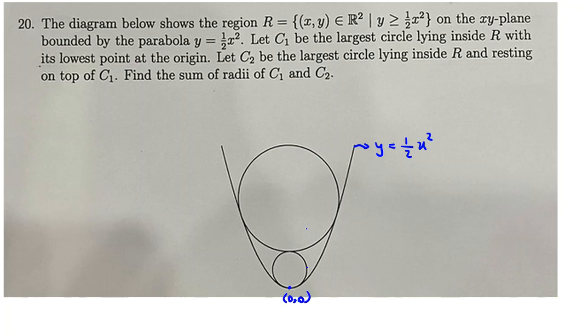So here, this part, from here to here, it's a little hard to understand what it means. So we work on this. So let's read the following. Let C2 be the largest circle lying inside R and resting on top of C1. Okay, so it says find the sum of the radii of C1 and C2.